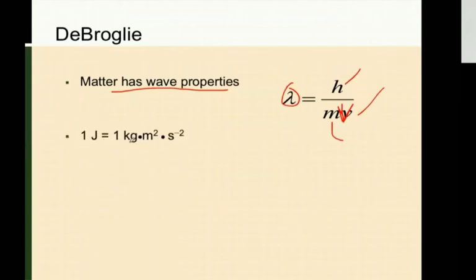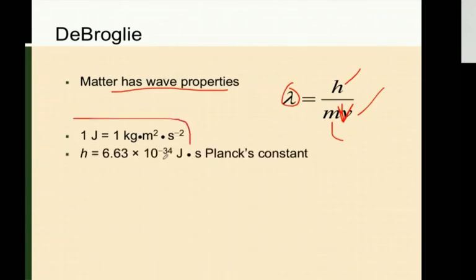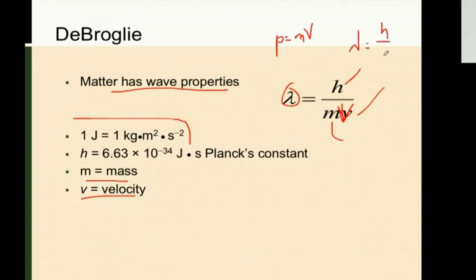So 1 joule is equal to 1 kilogram, oh sorry, this is just a conversion factor here. Then Planck's constant is here, mass is m, and v is velocity. So how fast the particle is moving, how much momentum it has, because I don't know if you remember from classical mechanics, p is equal to mv. So momentum is equal to mass times velocity. So the de Broglie wavelength is equal to h over momentum as well, because this part is mv. So mv is equal to p. The de Broglie wavelength can be related to momentum as well.